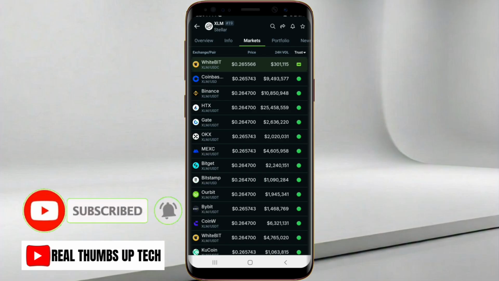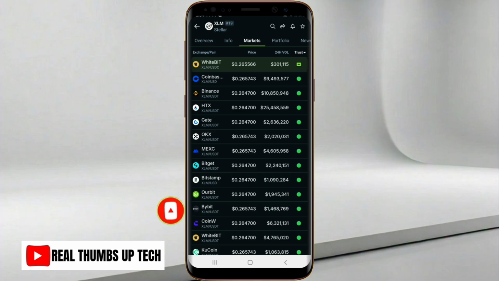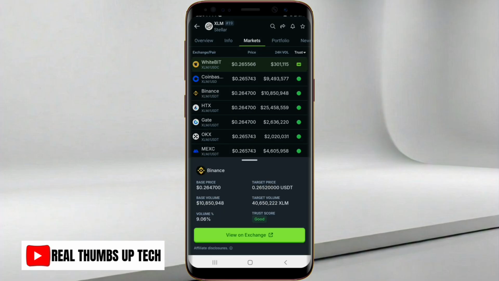So when you tap on any of these coins, you see some information pop up below here. You see base price, target price, base volume, target volume, volume in percent, and you see trust score.